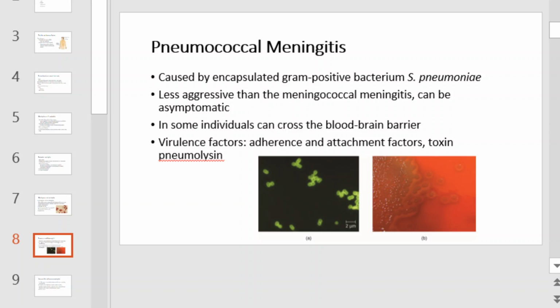Pneumococcal meningitis is caused by an encapsulated gram-positive bacterium, S. pneumoniae. It's less aggressive than meningococcal meningitis and can be asymptomatic. In some individuals, it can cross the blood-brain barrier. Virulence factors include adherence and attachment factors and the toxin pneumolysin.